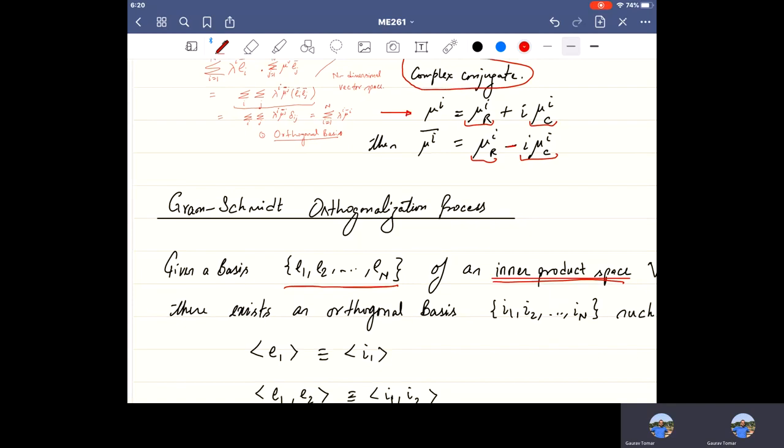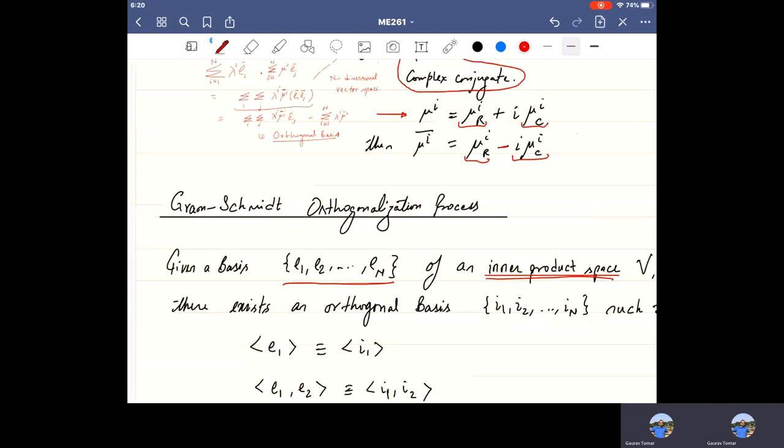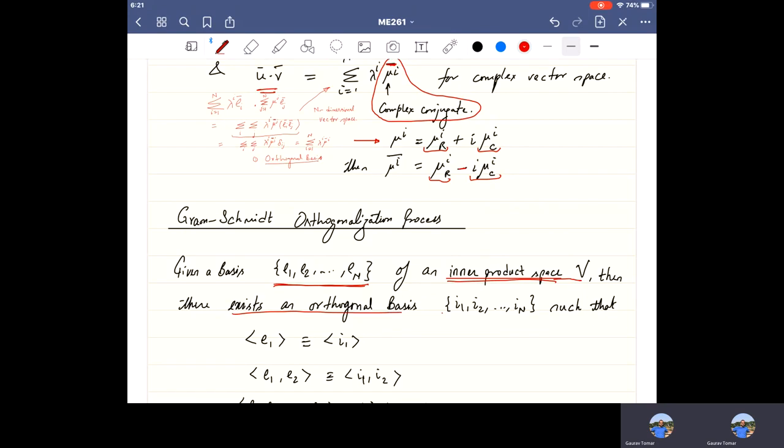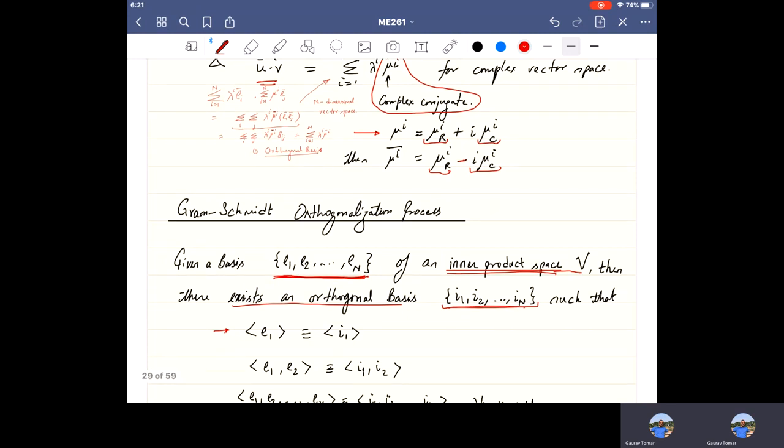So for a given inner product vector space V and a given basis, there would always exist an orthogonal basis, which we can write as I1 to In, such that the span of E1 to En... and this is not orthogonal, E1 to En, I1 to In is orthogonal. Okay, so that's how we are defining them.